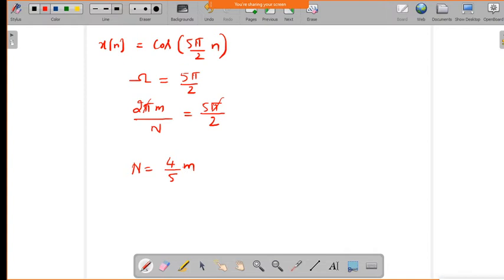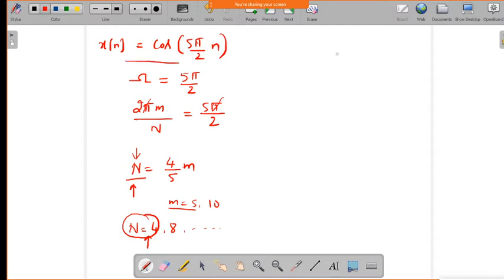Only if N comes out as a positive integer can we say that the signal is periodic. N will be a positive integer only for particular values of m, that is m = 5, 10 and so on. Then you will get N = 4, 8 and so on. So what is the fundamental period? The fundamental period is 4, for the particular value m = 5. This is how you calculate for the discrete time case in terms of sinusoidal signals.